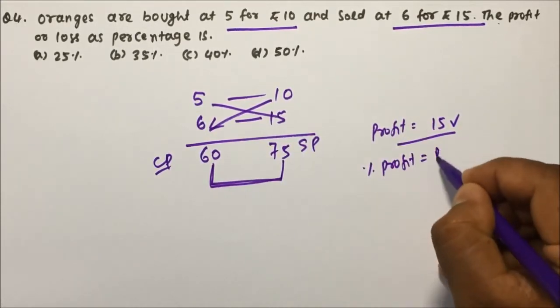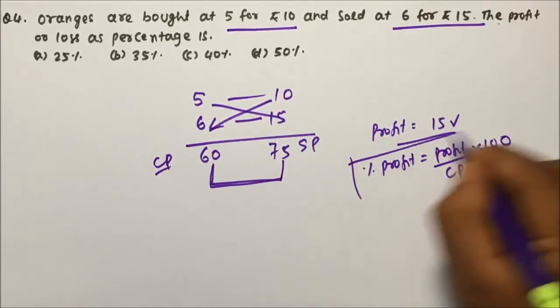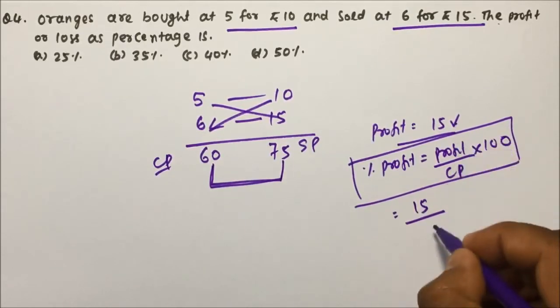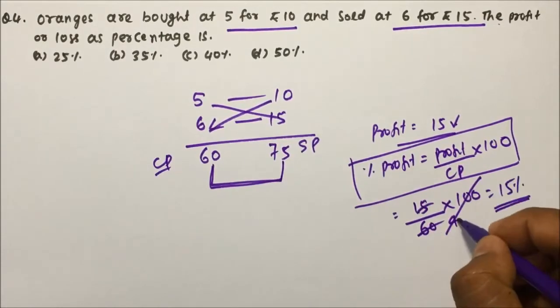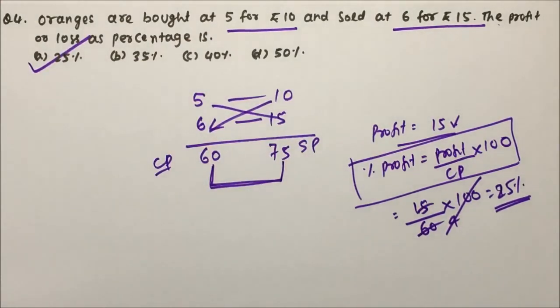So percentage of profit will be profit divided by cost price into 100. This formula you have to remember, that's all, and you will be able to solve the questions very quickly. So profit is 15 rupees, cost price is 60, into 100. So this will be 1 by 4 times 100, which is 25%. So 25% profit will be the correct answer for this question.